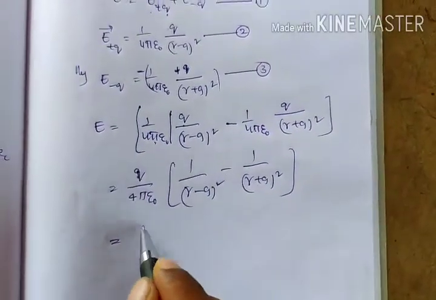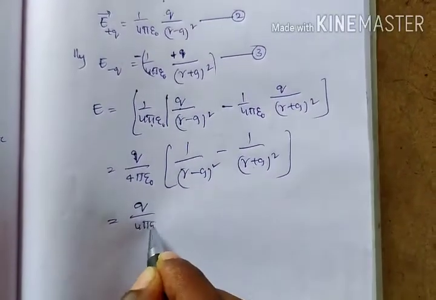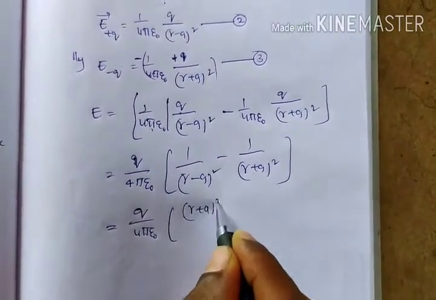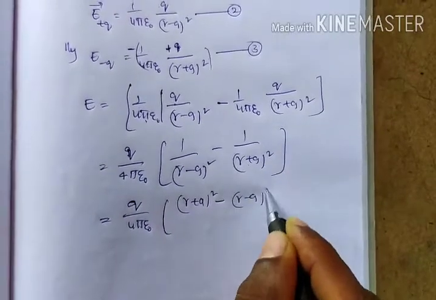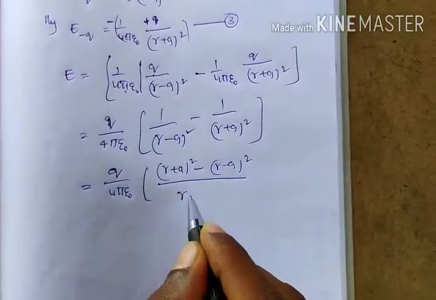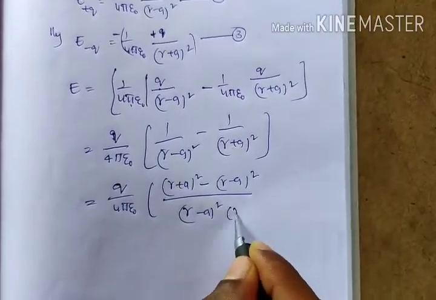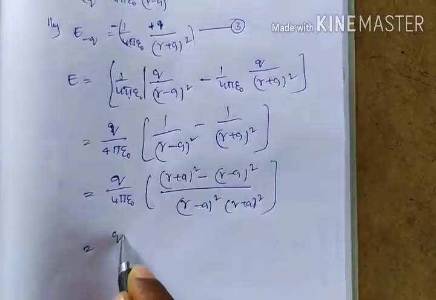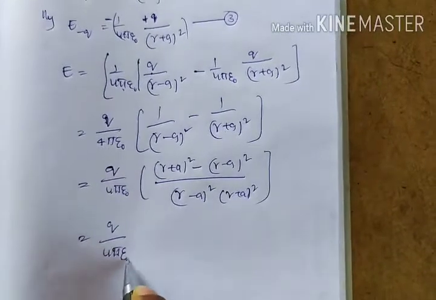Here I am taking LCM. Q by 4 pi epsilon naught, (r plus a) whole square minus (r minus a) whole square, by (r minus a) whole square into (r plus a) whole square. Just I am doing LCM here only. Q by 4 pi epsilon naught.